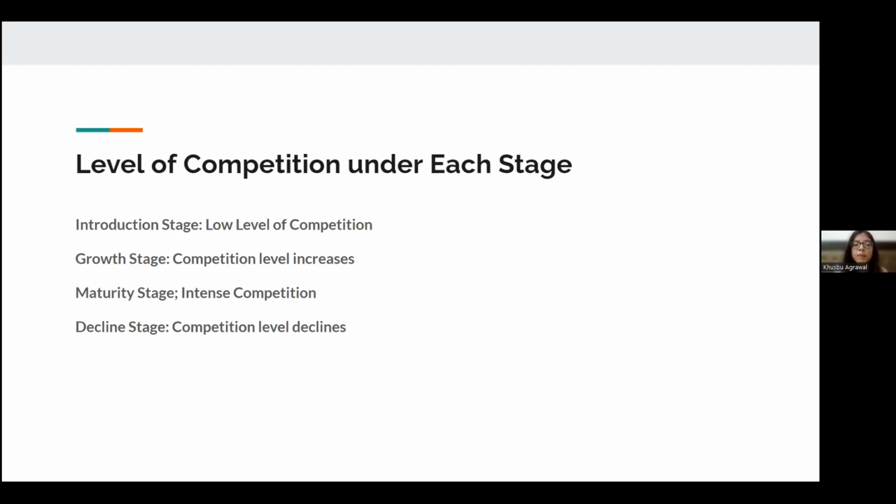Likewise, in the growth stage, as the product gains acceptance and more customers start to use the product, competition usually increases. So in the context of Worldlink, the growth stage could see the emergence of new competitors offering similar internet and digital services, thereby increasing the level of competition, such as Vianet and Subisu, which are some of the competitors.